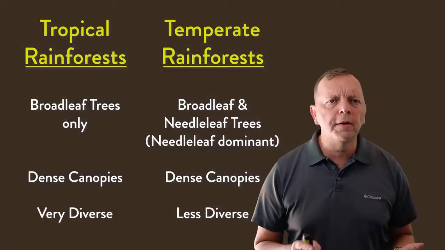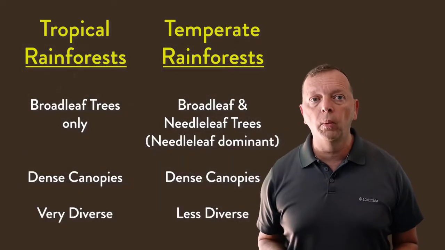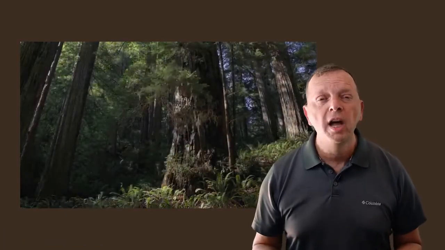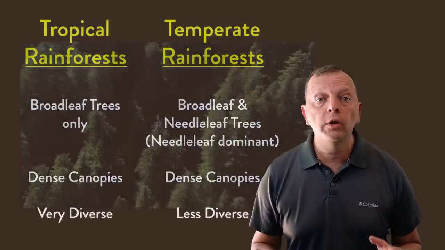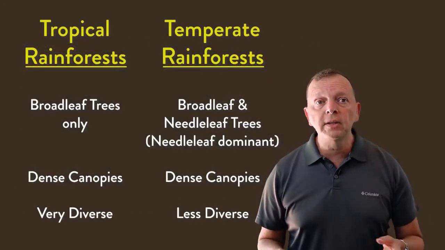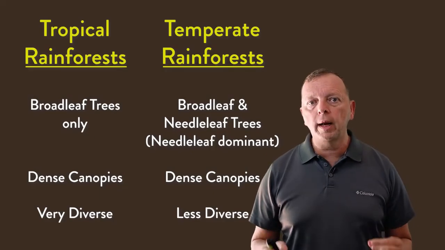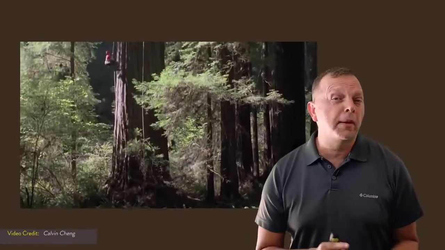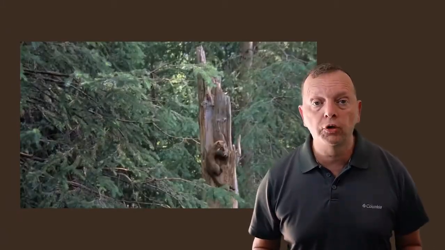Temperate rainforests do differ from tropical rainforests, though, in several different ways. First of all, temperate rainforests can have both broadleaf and coniferous trees, although typically your coniferous trees, such as your redwoods and your spruces, will dominate in these forests. And while temperate rainforests will have dense canopies, they're not as diverse as their tropical counterparts. Temperate forests will only have about 3 or 4 different species per square kilometer, as opposed to the hundreds of different species per kilometer that we'll find in a tropical rainforest.